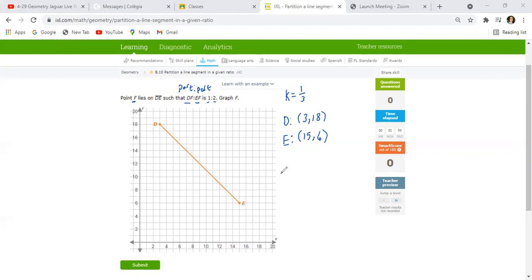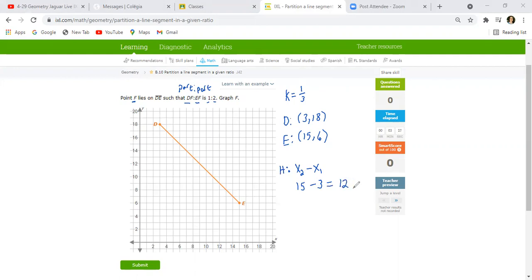So the first thing I'm going to do is find the horizontal component. The horizontal component is how far apart the x's are. So remember, you take the second x and you subtract the first x to get that horizontal component. So I'm going to take the second x, that is 15, minus the first x, that is 3. And the horizontal component, 15 minus 3, is 12.